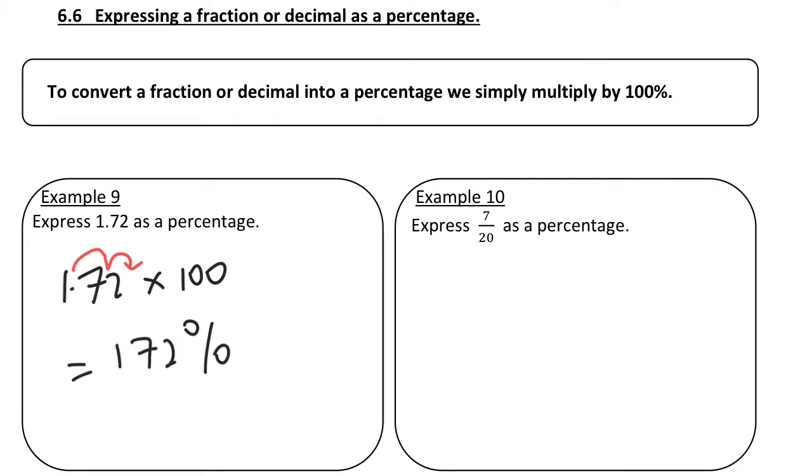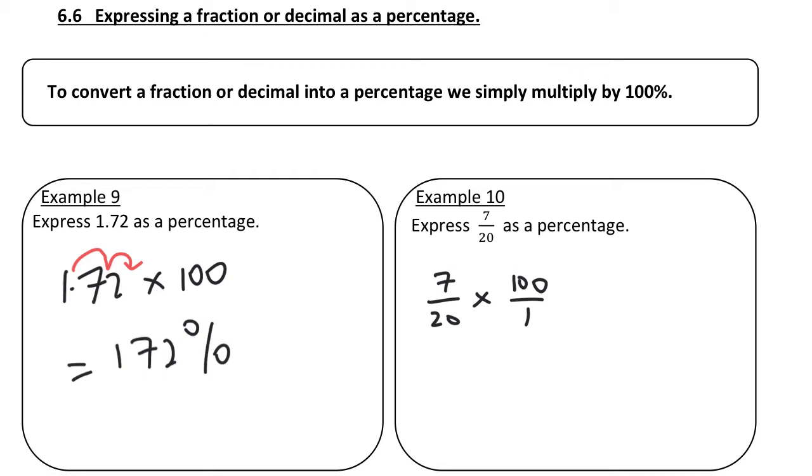Example 10, express 7 over 20 as a percentage. So we can do this a number of ways, but the easiest is to write it as 7 over 20 multiplied by 100. To multiply a fraction by a whole number, we need to put the whole number over 1. And now we've got a fraction multiplied by a fraction. And we look to see where we can cancel.